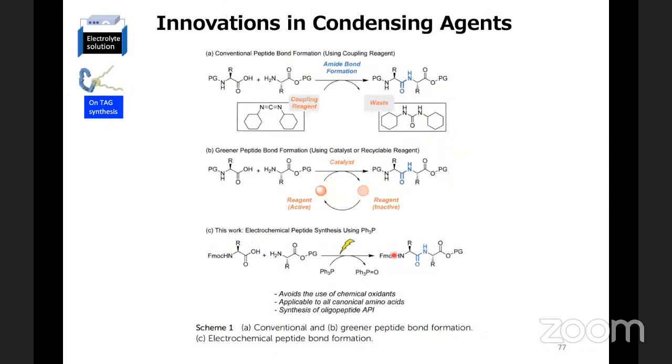Even as peptides are gaining such a greater deal of attention, the long-standing problem of the large amount of waste product has not been resolved. One contributor to waste generation is the coupling reagent, as I mentioned, that enables efficient peptide bond formation.